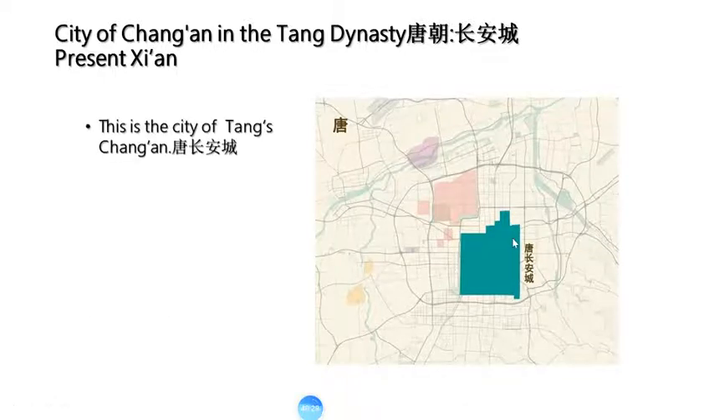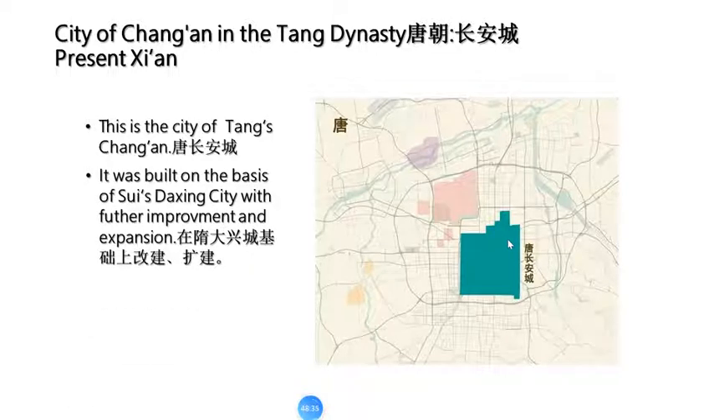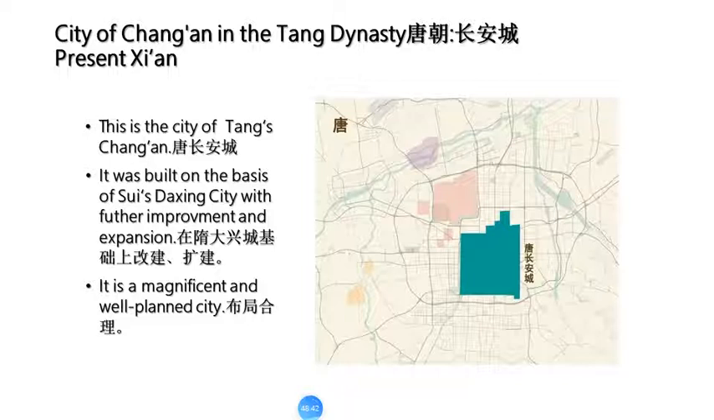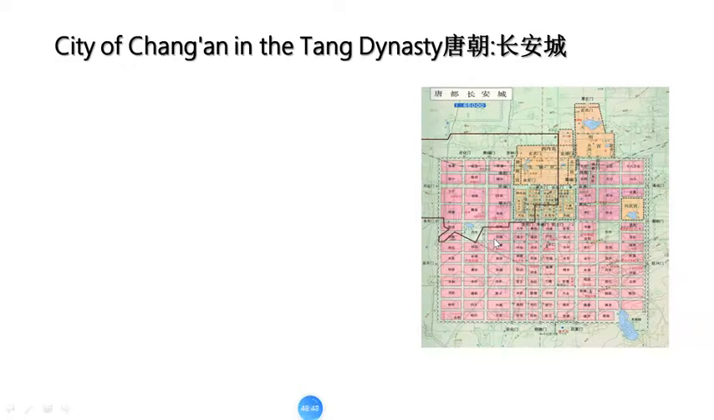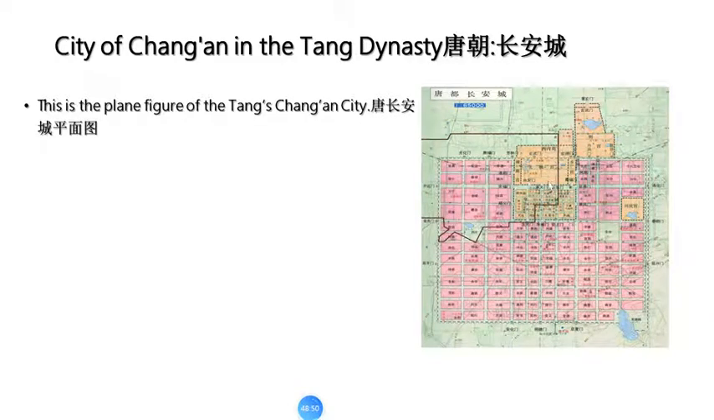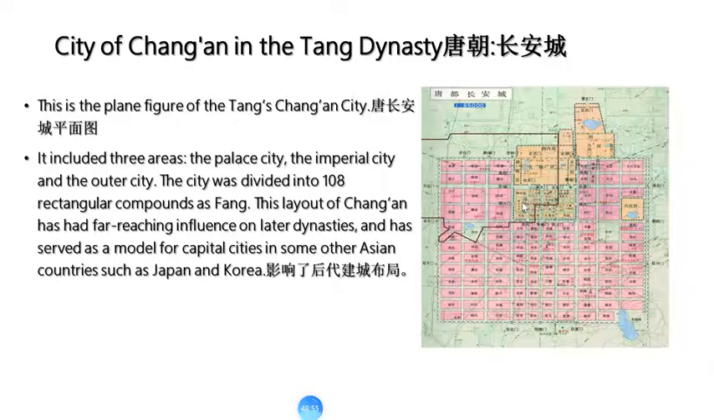The green part is the city of Tang's Chang'an city. It was built on the basis of the Sui Daxing city with further improvement and expansion. It is a magnificent and well-planned city. This is a plan figure of the Tang Chang'an city. It included three areas: the palace city, the imperial city, and the outer city. The city was divided into 108 rectangular compounds known as Fang.